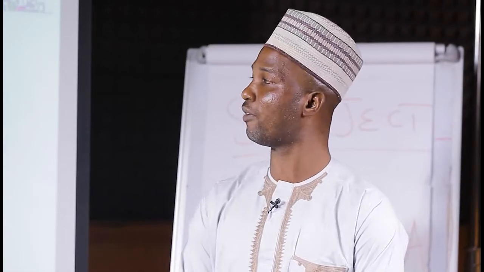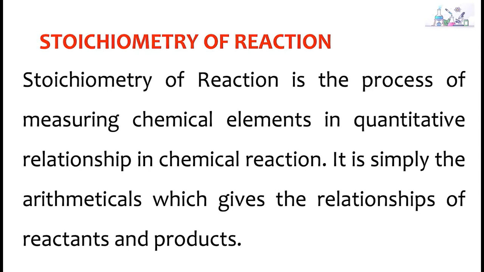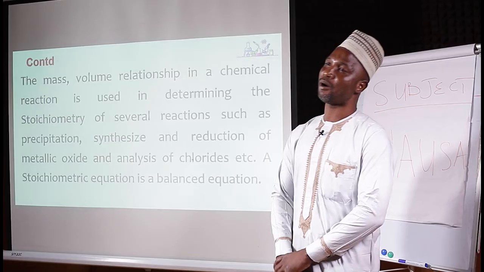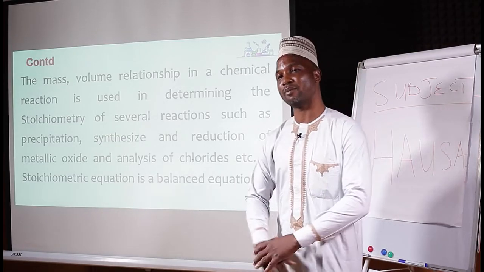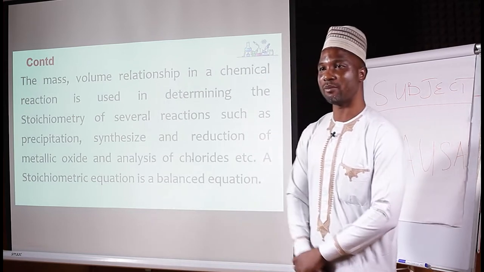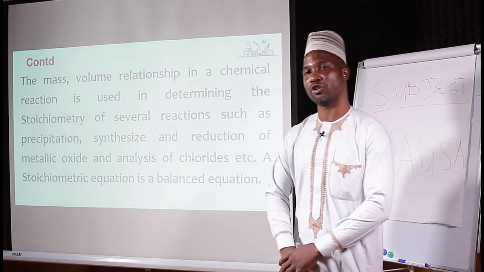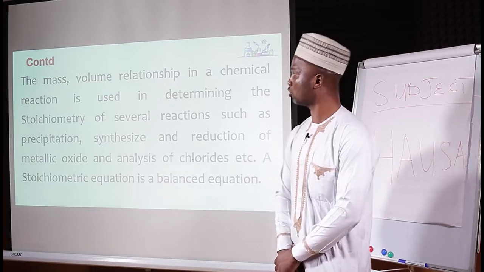The stoichiometry of a reaction is the process of measuring chemical elements in quantitative relationship in a chemical reaction. It is simply the arithmetic which gives the relationship of reactant and product. If you look at our lessons last week, we also saw how you can balance chemical reactions, and this balancing has to do with the law of conservation of mass. Today we'll be looking at this stoichiometry.